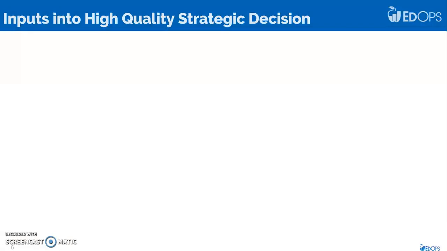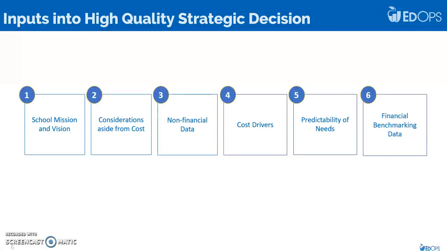The purpose of these webinars is to help you make the best strategic decision for your school within each spending category. There are 6 key inputs to making the best strategic decision. I'll talk about each of these key inputs with examples from food service fees. The first is consideration of your school's mission and vision. In terms of food service, is a key mission of your school to teach students about healthy eating, and therefore your food service vendor helps you deliver on that mission?